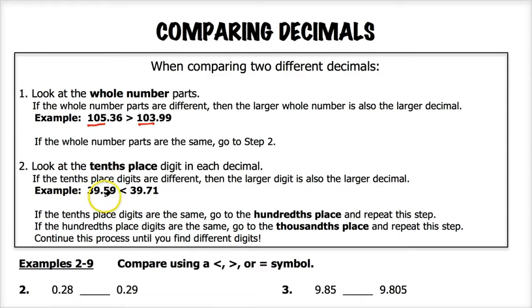So here we have 39.59 and 39.71. Looking at the tenths places, 7 is larger than 5, so that means that 39.59 is less than, this is a less than sign here, 39.71.